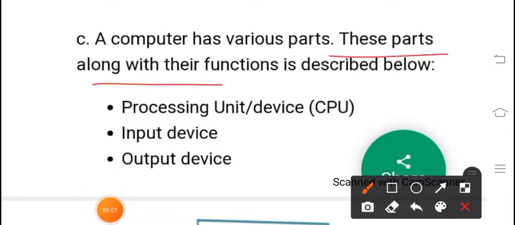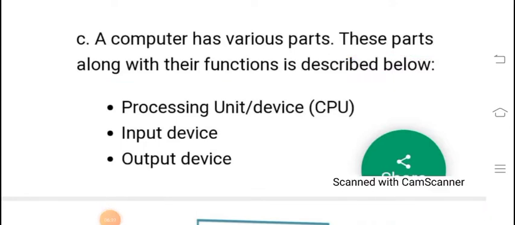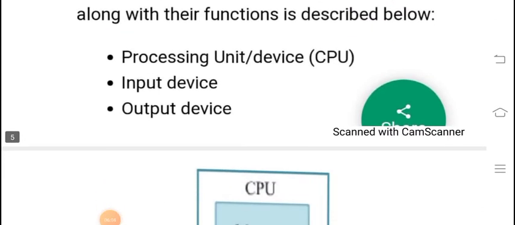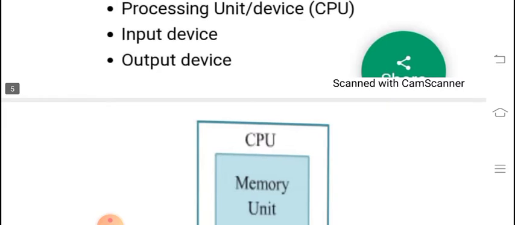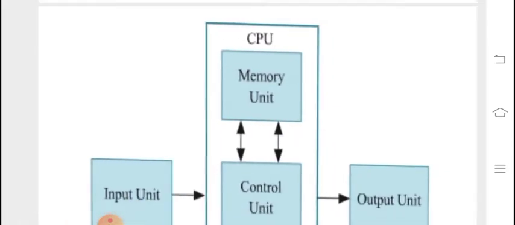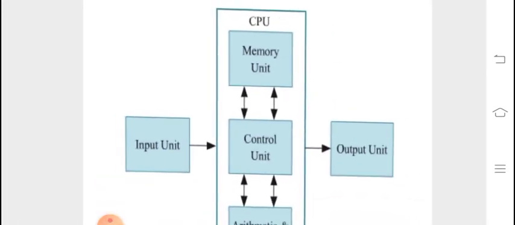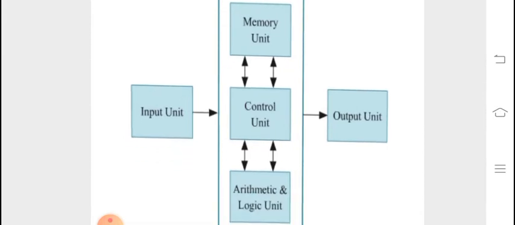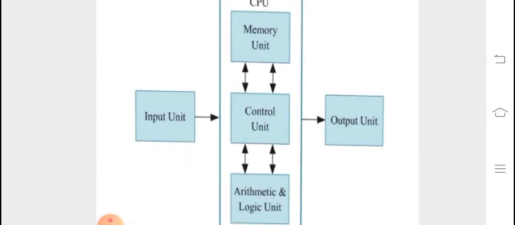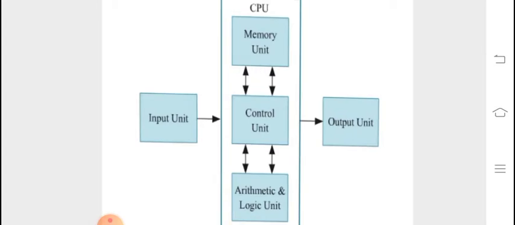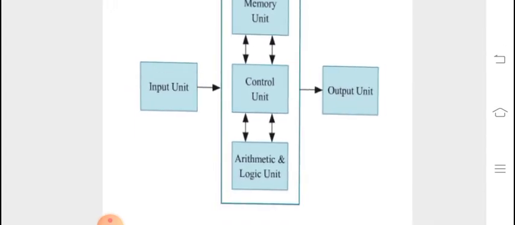These parts along with their functions are described below. Processing unit, which is CPU, input device, output device. Here is a diagram for the same. Control unit, CPU, which we can say is memory. Output unit, arithmetic and logic unit, input unit. So this is the structure for the same.